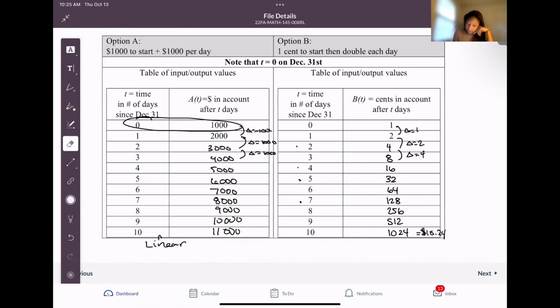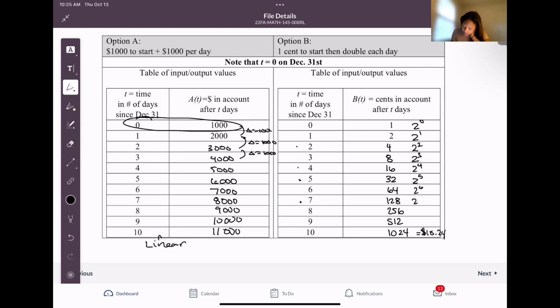Let me erase a couple of the extra things we have here. So on day 0, we have 1. That's 2 to the 0 power. On day 1, we get 2. That's 2 to the first power. Day 2 is 4. That's 2 squared. Day 3 is 2 to the third. Day 4, 2 to the fourth. Day 5, 2 to the fifth. So doubling just gets us all of the powers of 2.